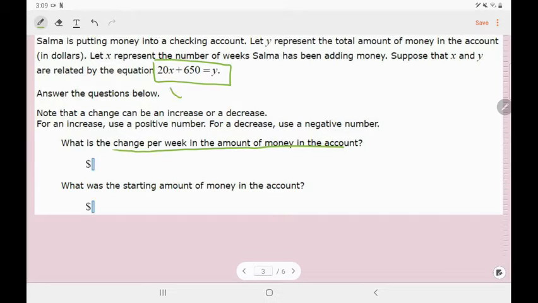Well, remember, change is my slope, and slope is always next to X because that's what I will be adding repeatedly. And I can plug something in for X for how many times I'm going to add 20. So my rate of change, or my change per week, is $20. And what's the starting amount in the account? Well, I'm adding 20 to 650, which is my starting amount.